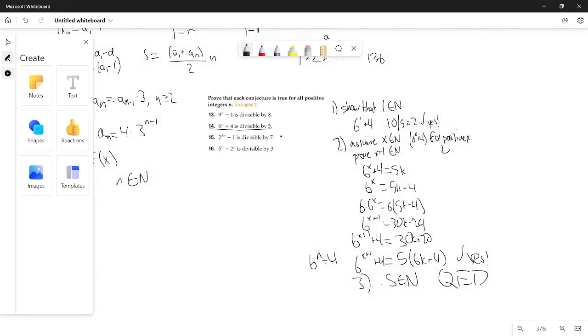Also, I don't know if you need to, but for the step where you wrote 6 to the power of x plus 4 equals 5k, you can write k is an element of integers. And then at the bottom you would write, since k is an element of integers, then 6k plus 4 is also an element of integers. That's good to write.